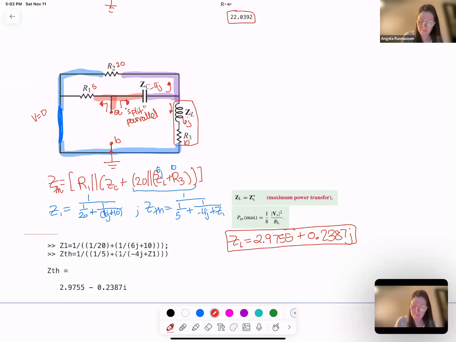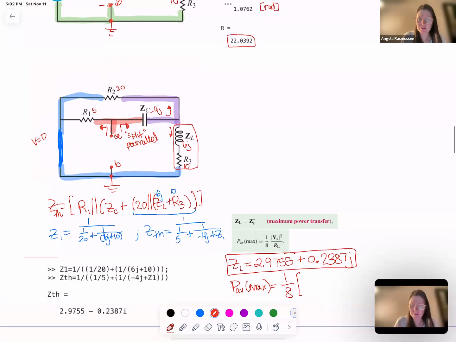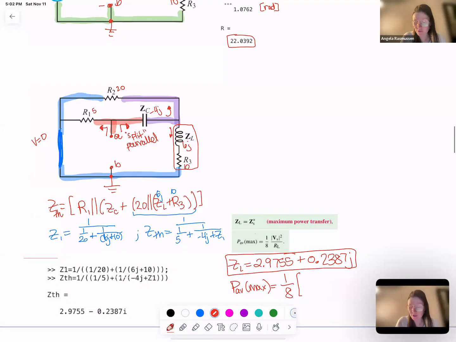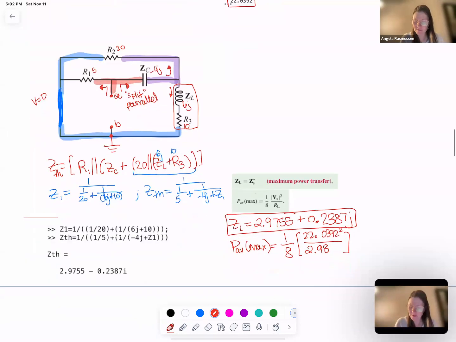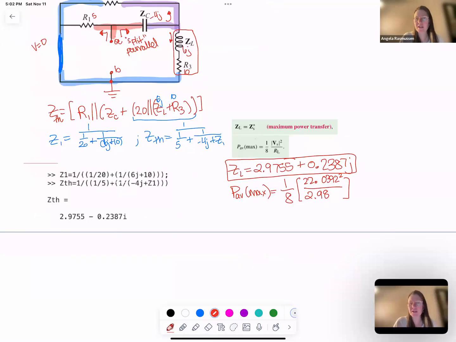And then my average maximum power is going to be 1 over 8, and this is where I use that 22.039 squared, all over RL, which is the real portion of the load ZL. So I use the 2.98, and that ends up giving me approximately 20 watts.